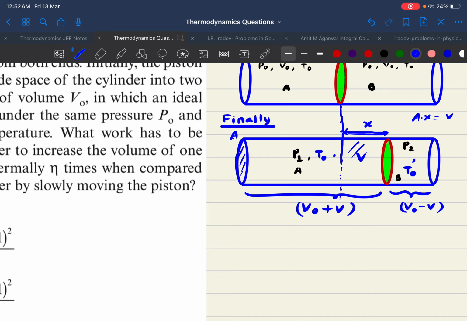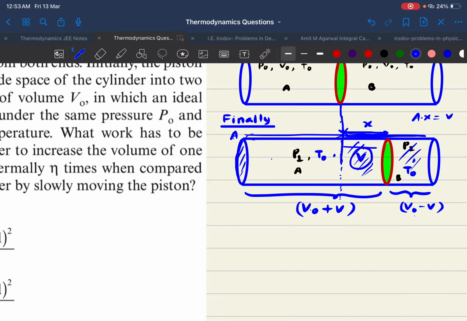whose volume, this portion's volume, is V. So the total volume will be how much? V naught plus V. And this segment volume will be V naught minus V. Say yes or no. Earlier it was V naught, this whole side was V naught, and this side was also V naught. But then when we shifted by V units, this side volume will be V naught minus V.